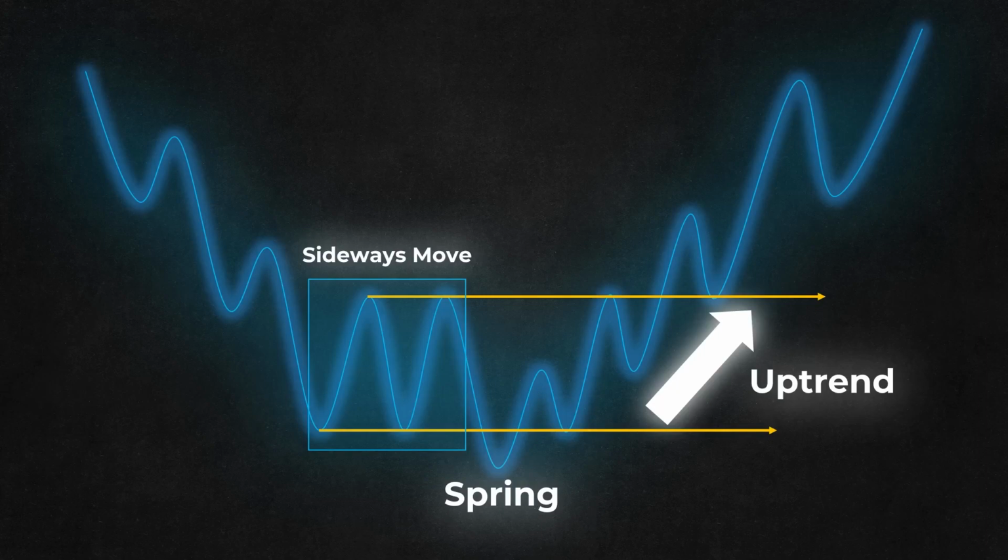Notice that under the Wyckoff method, the large traders, which are also called well-informed traders, are always one step ahead of the retail traders, which are also called uninformed traders.